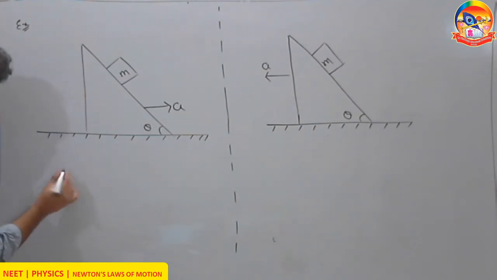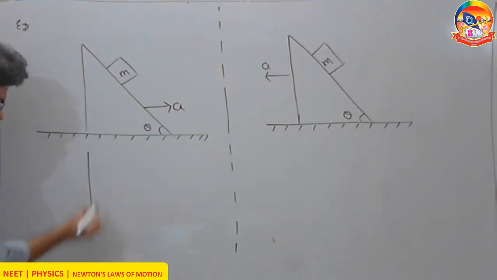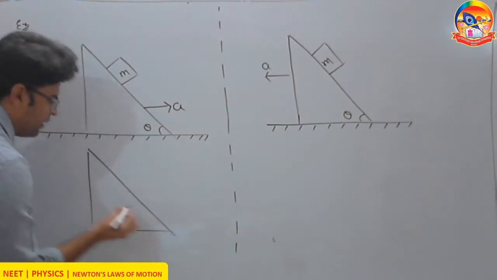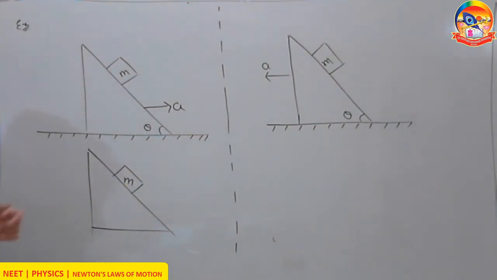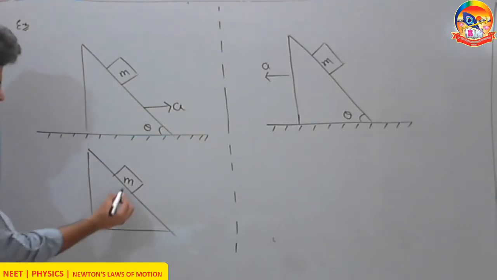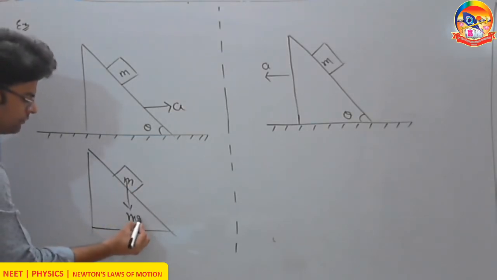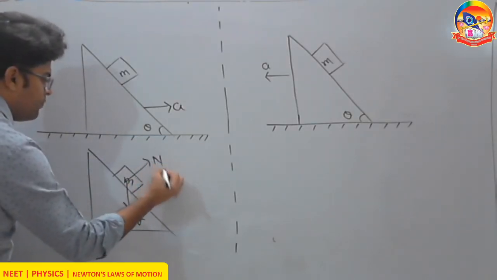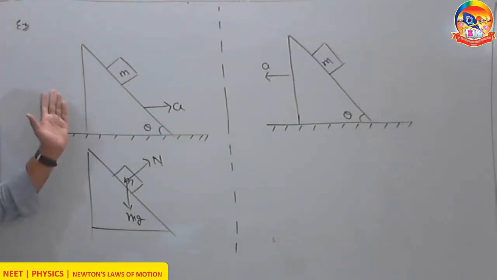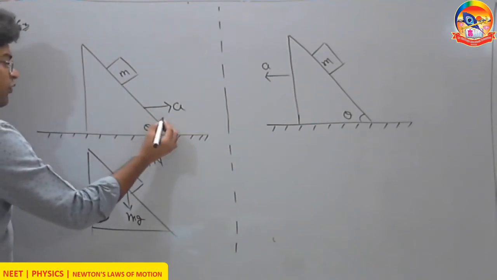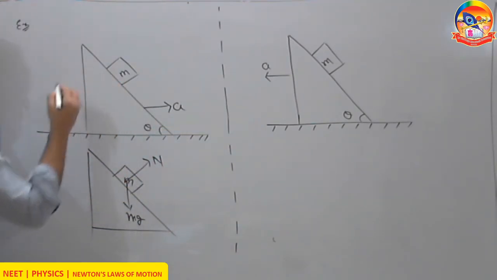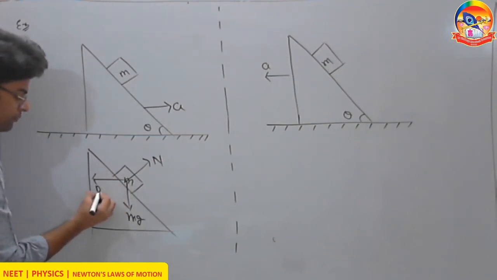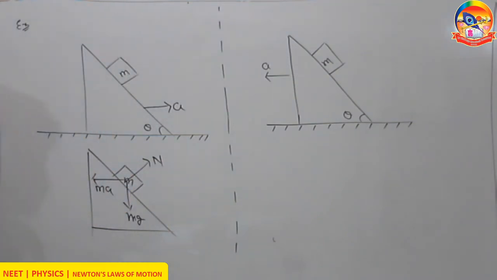So if the block does not slide with respect to incline, this means that the block remains at rest with respect to incline. In the frame of incline, what will be the forces acting on block? There will be a force of gravity mg, there will be a force of normal, but since the incline is accelerating, we must apply a pseudo force. In which direction? In the frame of incline, the block will appear to be at rest, but there should be a pseudo force in backward direction ma, in the direction opposite to acceleration of frame.